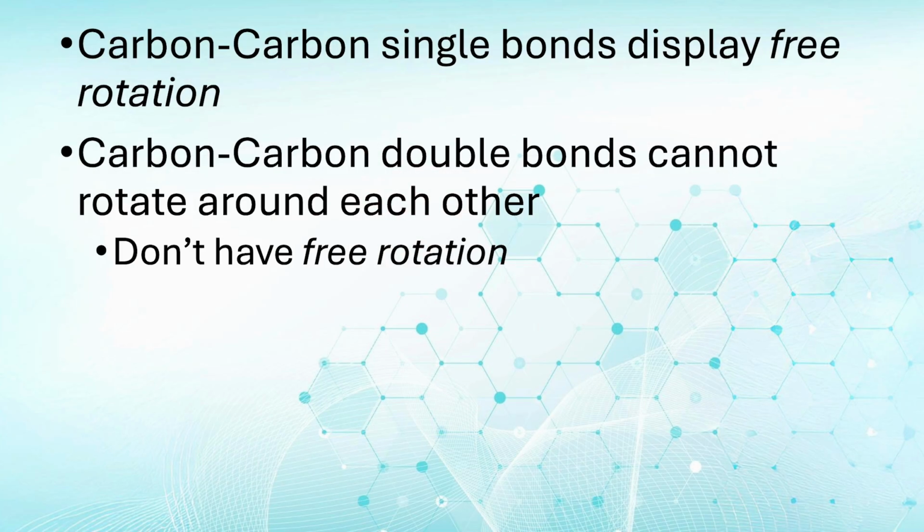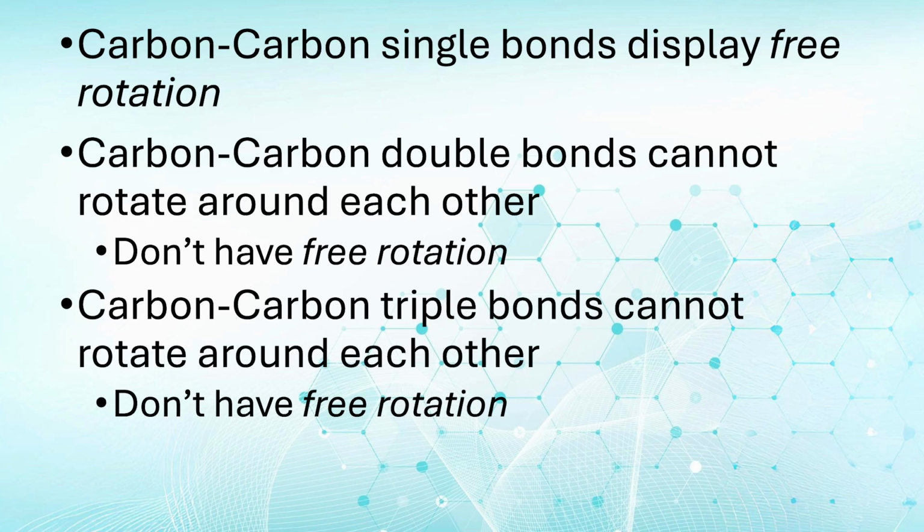However, if I were to reach out the thumbs on each of the fists and touch them, forming a pi bond, it's not so easy to rotate anymore. I can't move around the sigma bond without breaking the pi bond. In chemical terms, carbon-carbon double bonds cannot rotate about each other, meaning they don't have free rotation. The same is true for triple bonds.